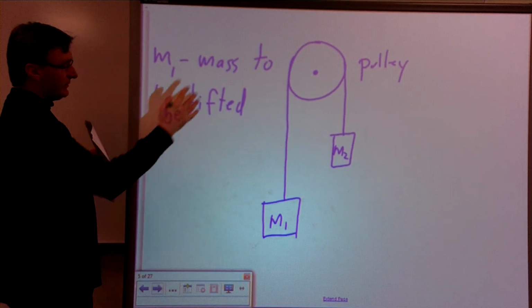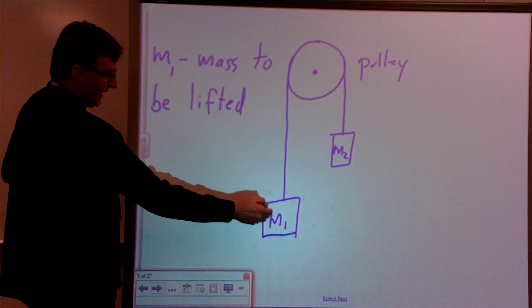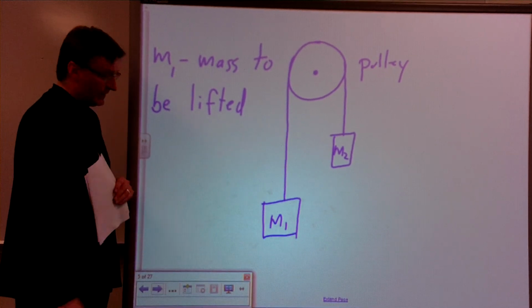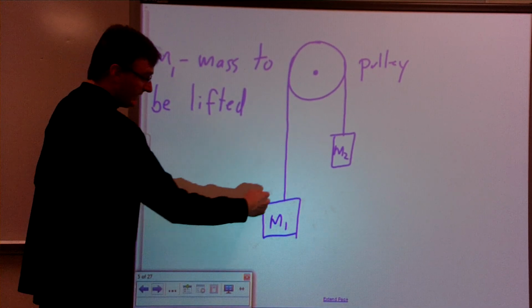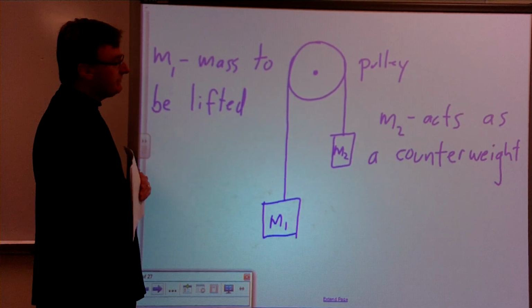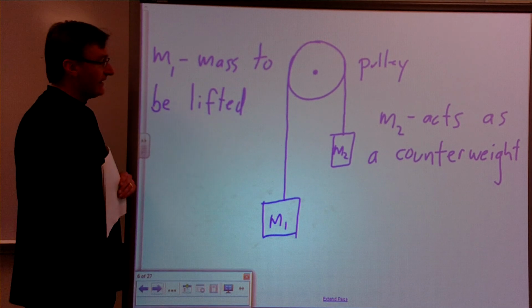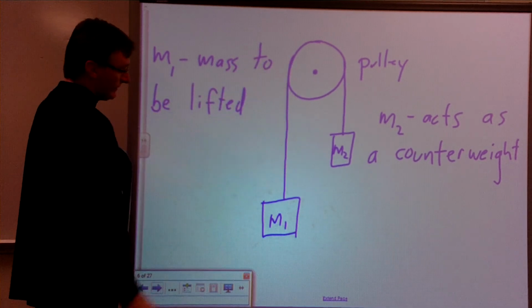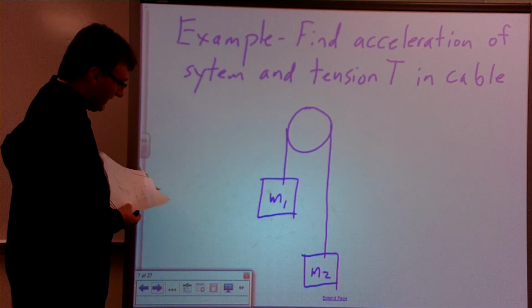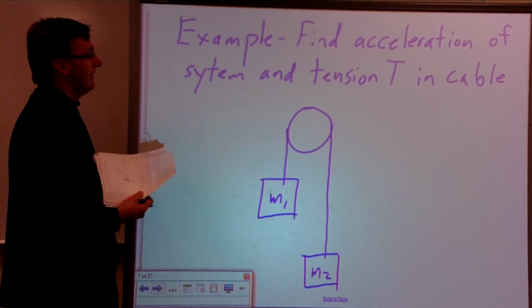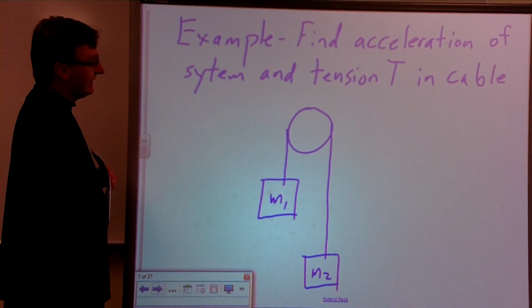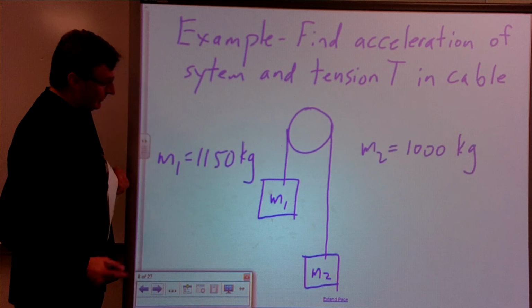So if we look at the orientation of this, M1 is the mass to be lifted, and in the elevator case that would be the elevator car, and then M2 acts as the counterweight in this sort of arrangement. So if we look at an example, we'll put some numbers in here. Find the acceleration of this particular system and the tension in the cable.